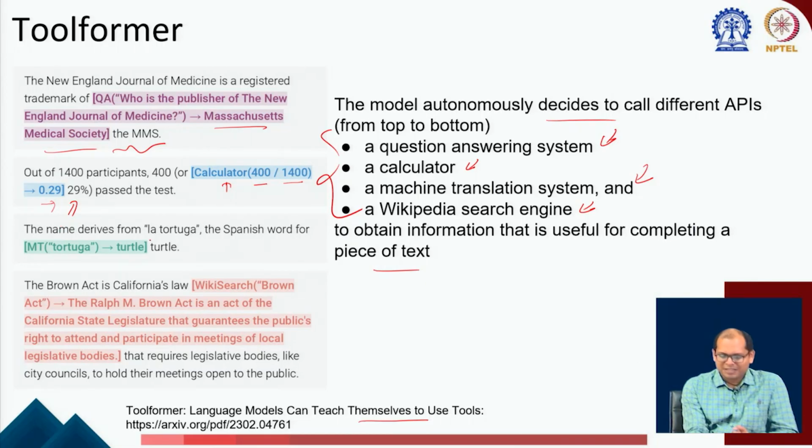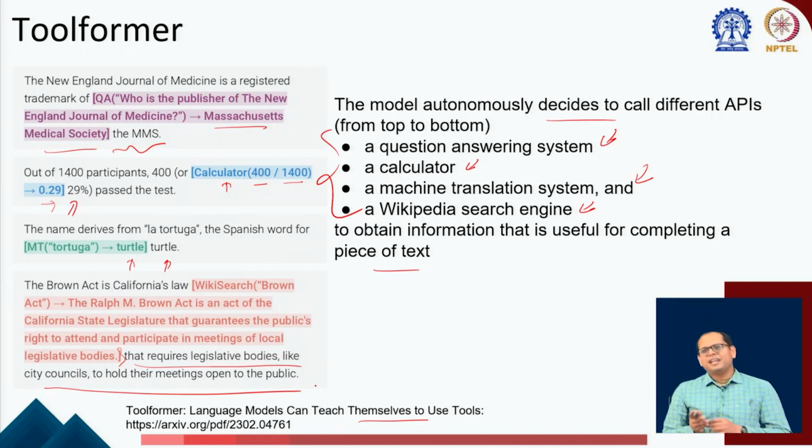Similarly, the name derives from La Tortuga, the Spanish word for. So you want to translate to English the Spanish word for turtle. You get the output from machine translation, and you get turtle. The Brown Act is California's law. Now you don't know what that law is, so you do a wiki search, Brown Act, you get some output, and use that to do your completion, right? And that's the essential idea.